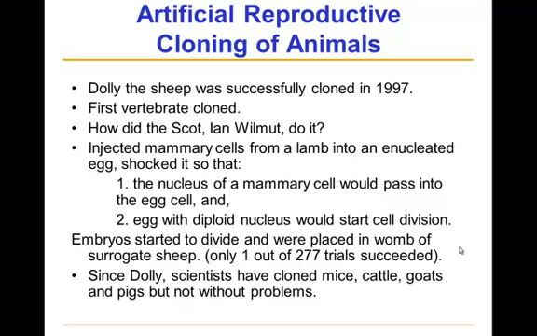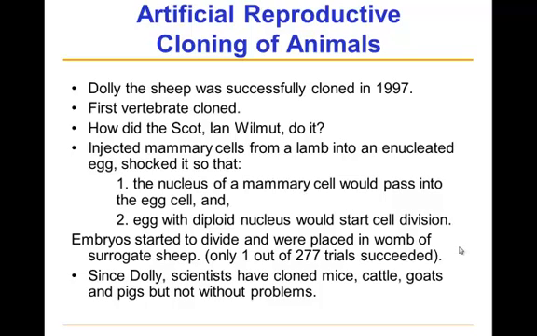And to induce it to behave that way, they used an electrical shock. This helped the nucleus to enter into the cell, but it also was supposed to start the cell with the new diploid nucleus dividing, just as a zygote would. And so the embryos did start to divide, and they were placed in the womb of an adult female sheep, so in the uterus of an adult female sheep.